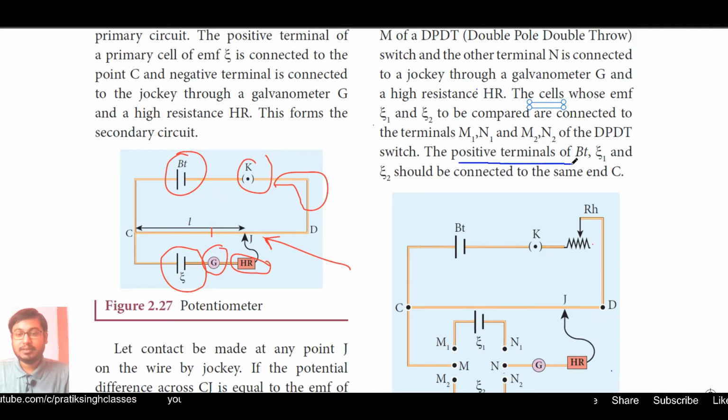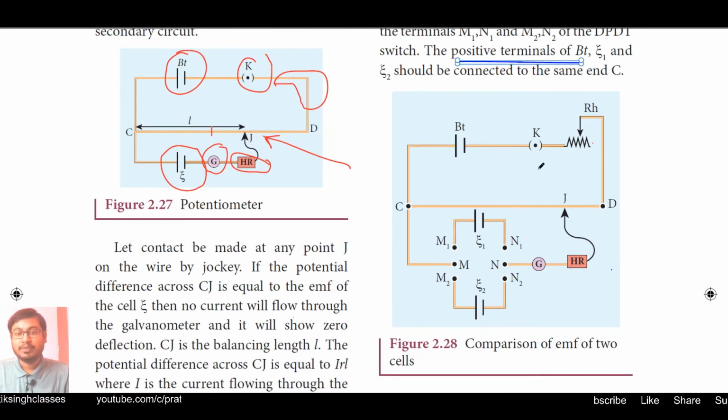And M2 N2 is of the DPDT switch. The positive terminals of battery BT, Xi1 and Xi2 should be connected to the same terminal C. As you can see here, for this battery BT we have the positive terminal here, for the cell Xi1 we have the positive terminal here, and for Xi2 we have the positive terminal here. All the positive terminals are connected to this terminal C.